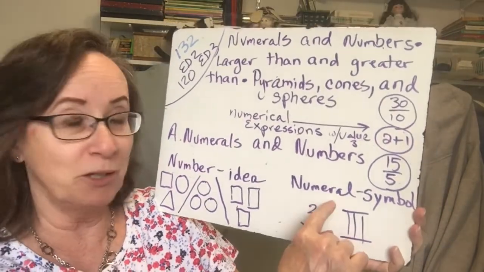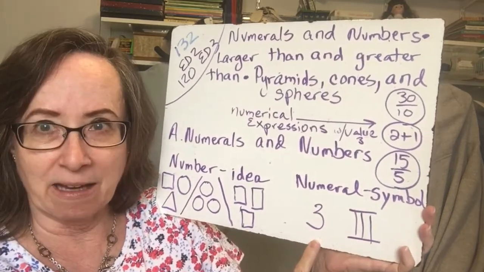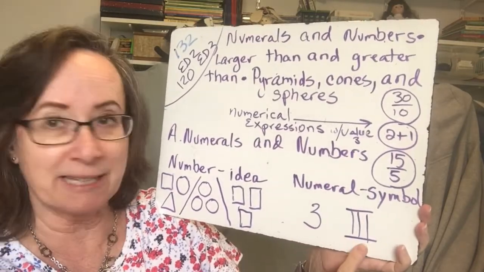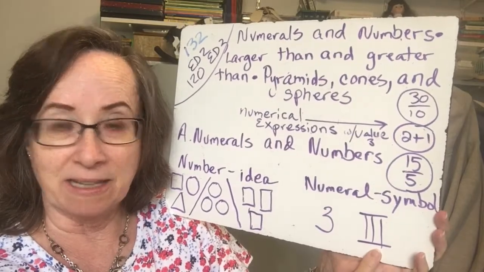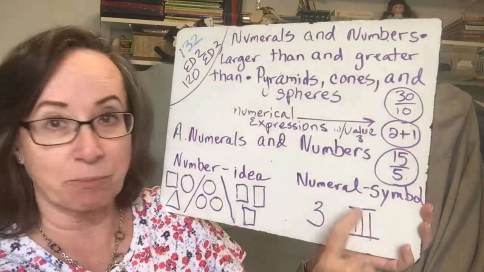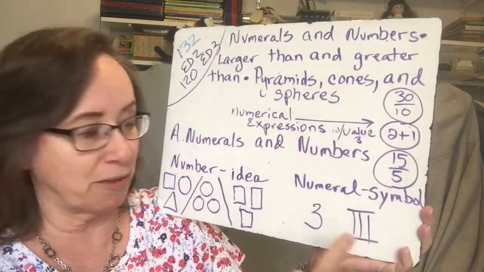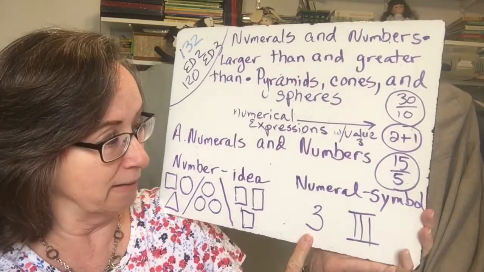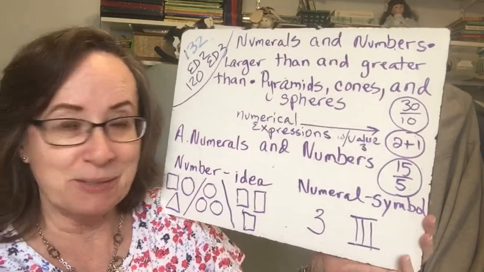But we have numerals that are symbols for the idea of 3. So this is our symbol for the idea of 3. This was the ancient Roman symbol for the idea of 3: 3 sticks with bars across the top and the bottom. That was a Roman numeral 3, and this was an Arabic numeral 3, and that's what we use.